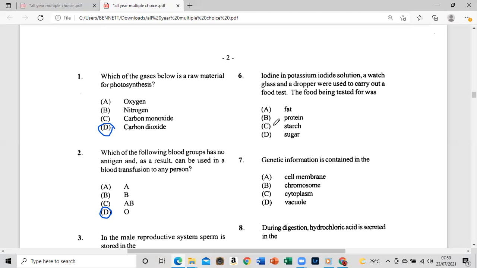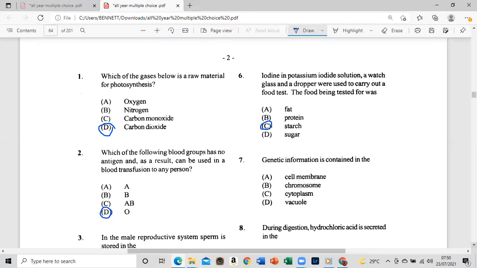So testing for starch. I notice my students nowadays, whenever they get an opportunity, they say that I'm fat.